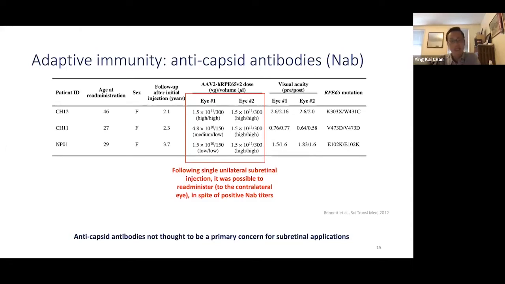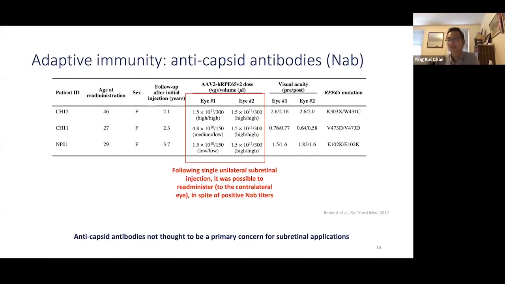Okay, next up, I'm going to transition to adaptive immunity for AAV. Let's start with anti-capsid antibodies. That's typically measured with a neutralizing antibody assay, a NAB assay. This is a major concern for systemic AAV administration because even low amounts of NAB will block viral transduction.